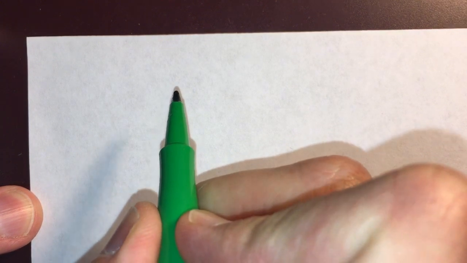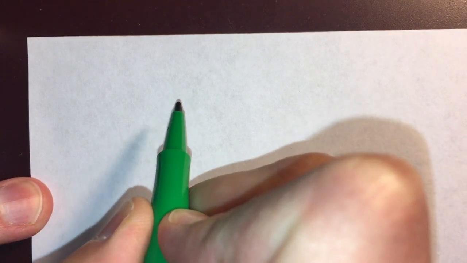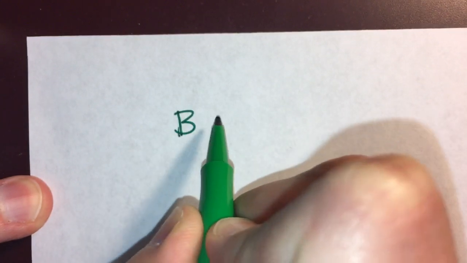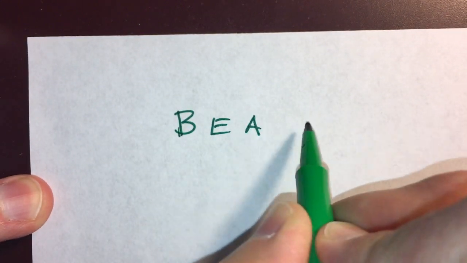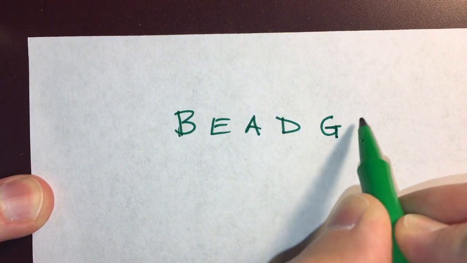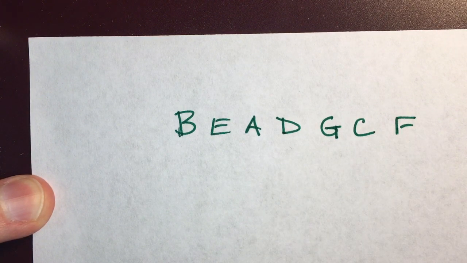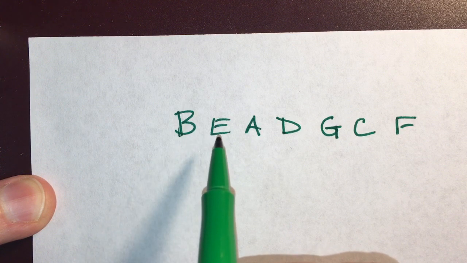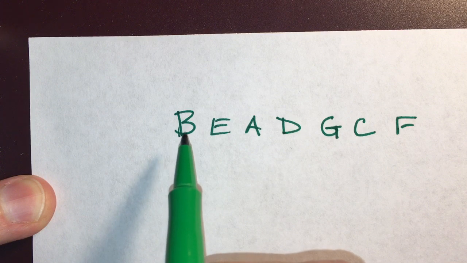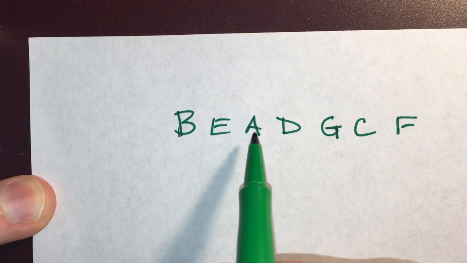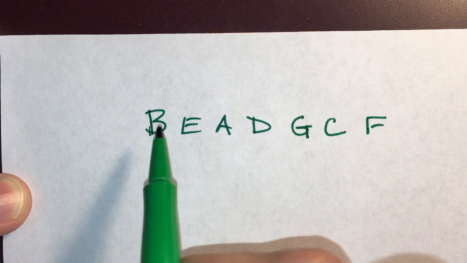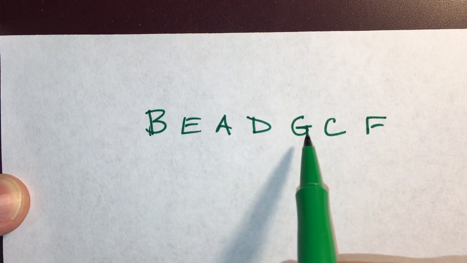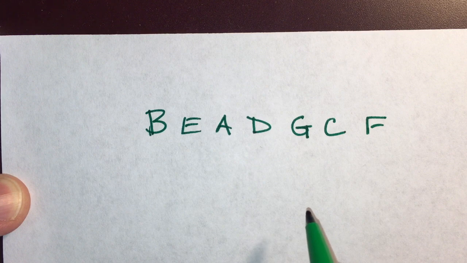The order of flats, if you have flats in your key signature, they're always going to be in this order: B, E, A, D, G, C, F. If you have one flat, it's going to be B flat. If you have two flats, it's going to be B flat and E flat. If you have three flats, you're going to have B flat, E flat, and A flat. If you have seven flats, it's going to be B flat, E flat, A flat, D flat, G flat, C flat, and F flat.